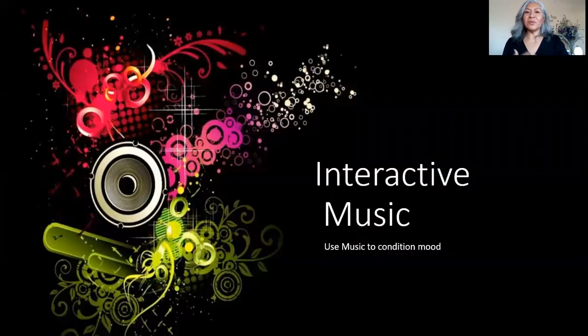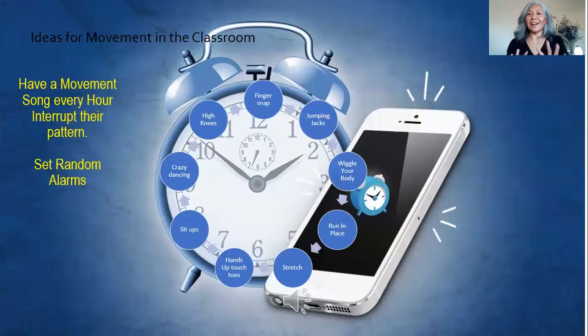So another way of using music to interact with children is to use music to condition their mood. Yes, we did the breathing exercises, we did the finger priming, but that's only going to last for so long. Then we need to keep bringing their attention back to us. And so one of the ideas that we came up with is to set up alarms every so often, so that when the alarm comes, when the sound comes, you put in this music, and that music triggers a movement. So you have a music that is associated with jumping jacks. So when they hear this music, they know that they're supposed to be doing jumping jacks.